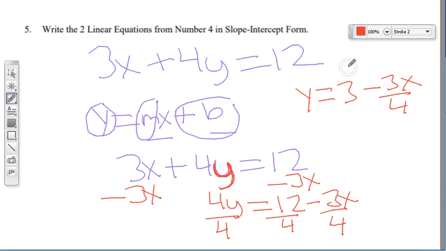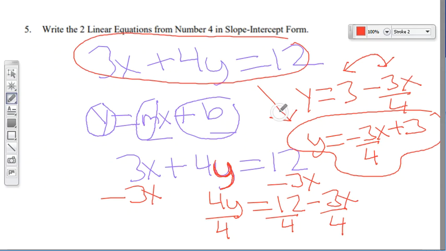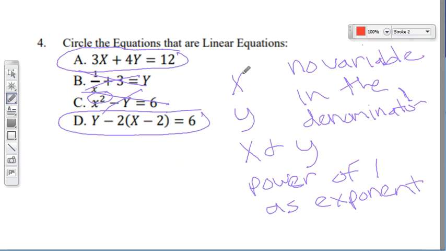Okay, this is almost in slope-intercept form. We just need to switch these two around. Be careful when you switch them that you keep the negative sign in front of the negative 3/4x. And then we'll have plus 3. Okay, so there is this equation written in slope-intercept form. Let's do the next one.